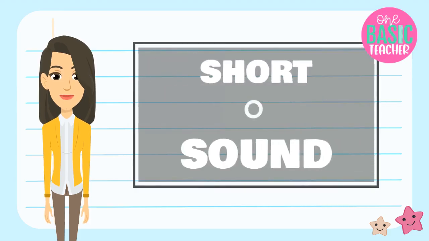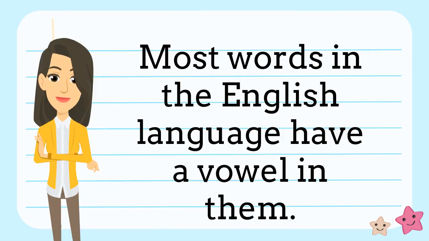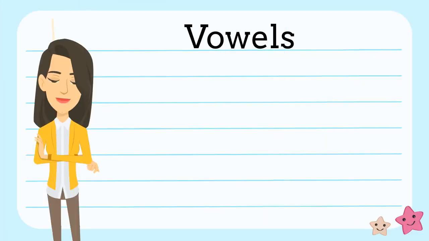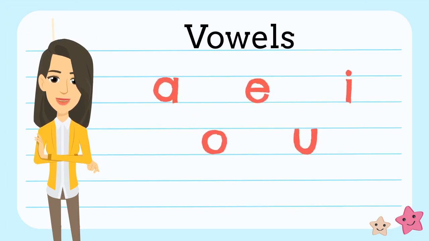In this episode, we're going to talk about the short vowel O sound. Most words in the English language have a vowel in them. The letters A, E, I, O, and U are all vowels. The letter Y is a vowel too when it isn't in the beginning of a word.